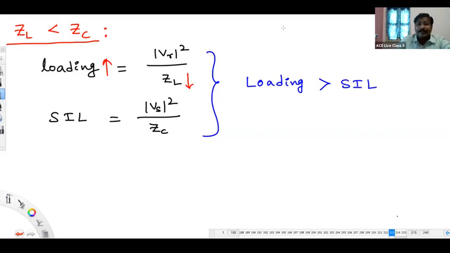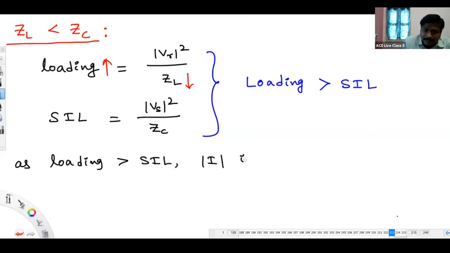If the receiving end current is increasing, we can say that the current in the transmission line also increases. I'll write: as the loading value is greater than SIL, the current magnitude in the transmission line increases.